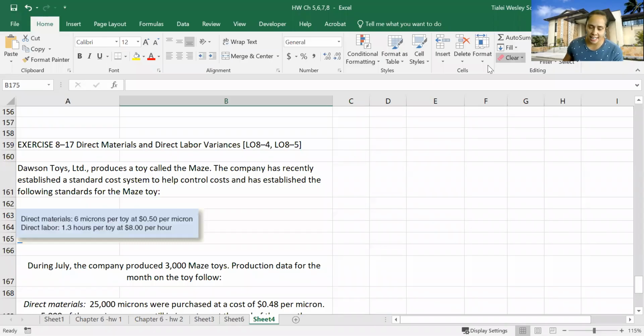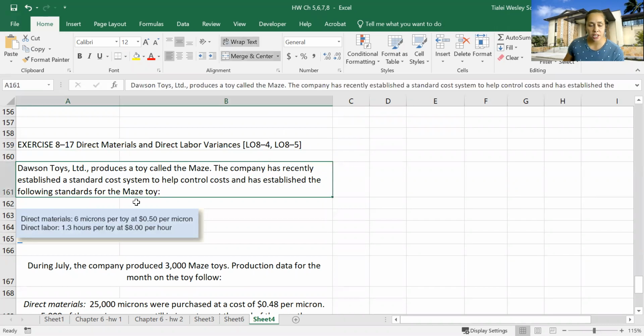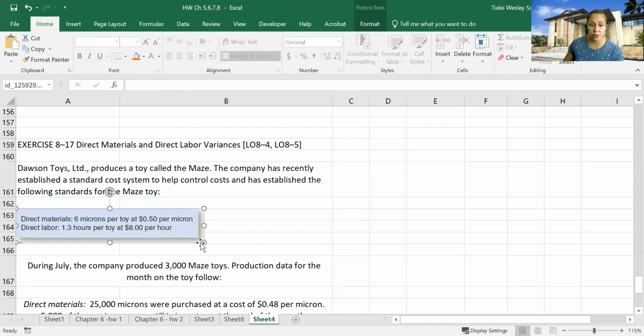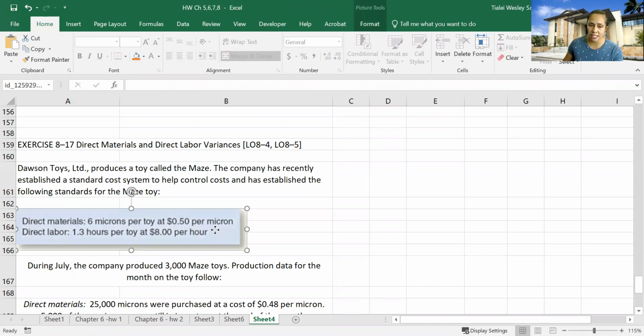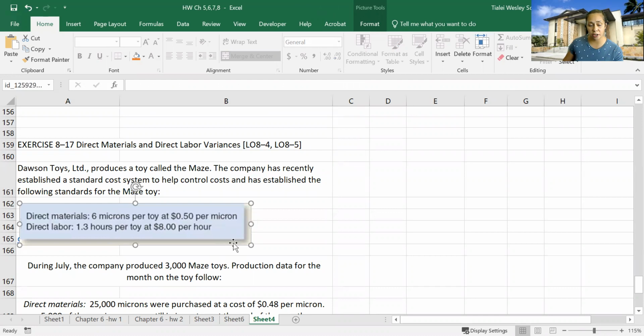Aloha class, this is exercise 8-17, direct material and direct labor variances. Dawson Toys Limited produces a toy called the Maze. The company has recently established a standard cost system to help control costs and has established the following standards for the Maze toy. Okay, so we have our standards: direct materials 6 microns per toy, so their direct materials are measured in microns, and it costs 50 cents per micron.